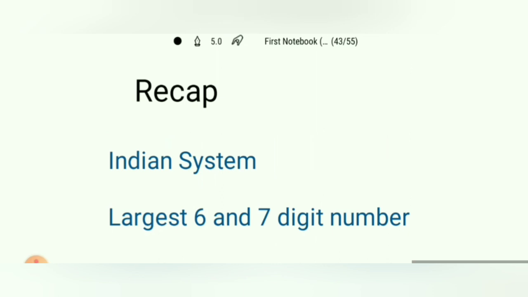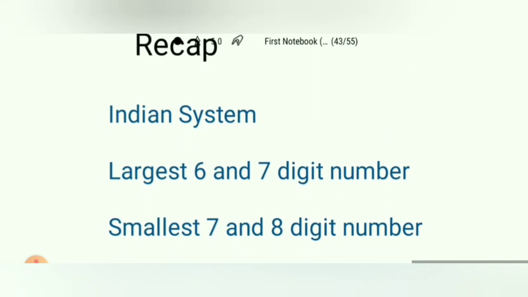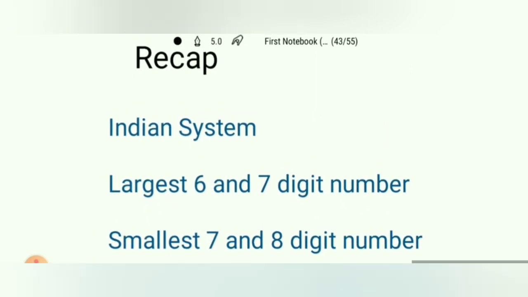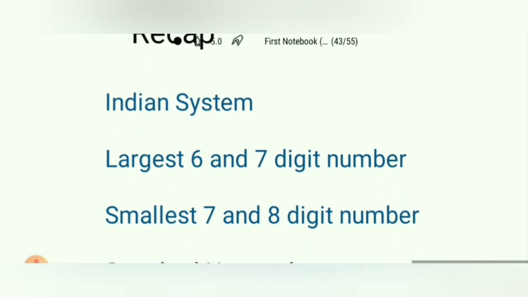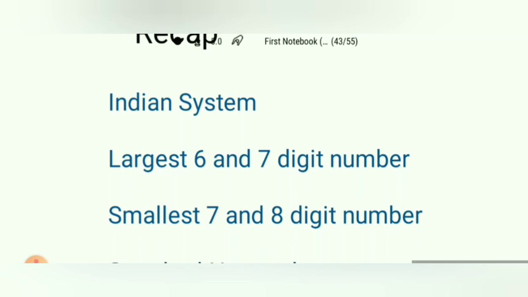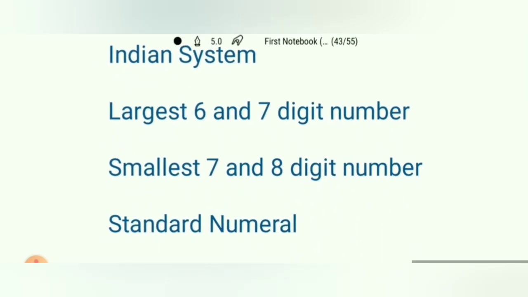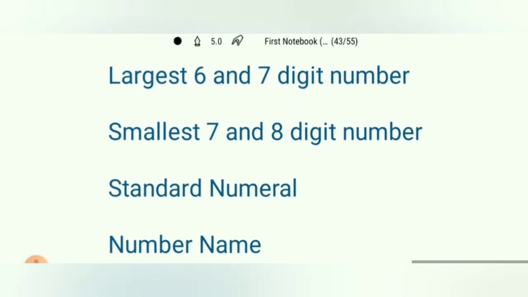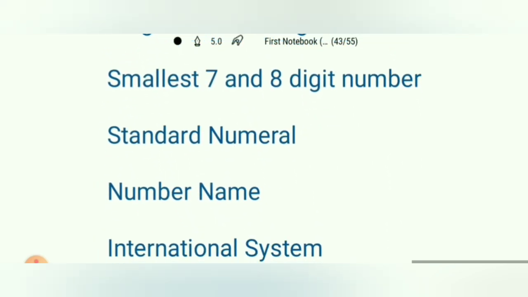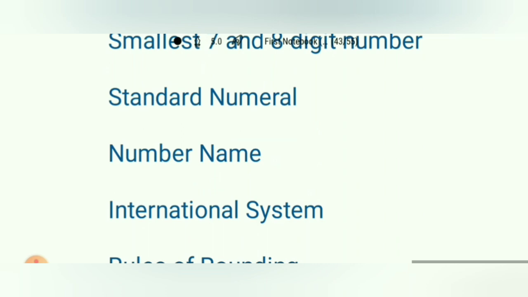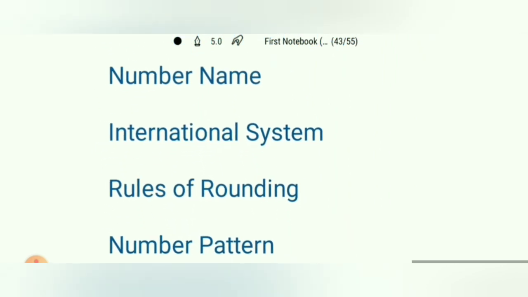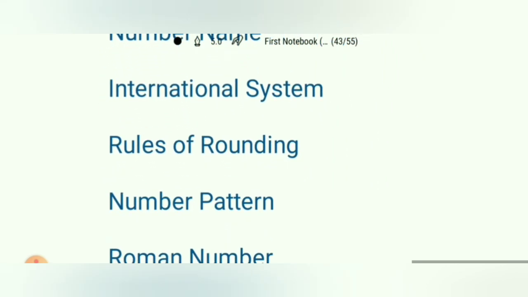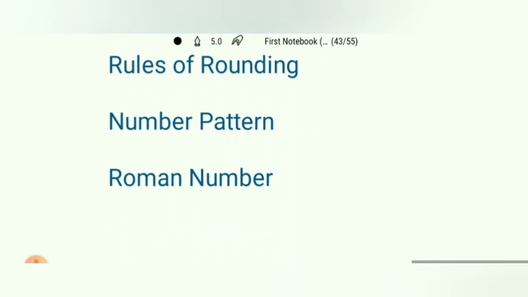In this chapter, let's see the recap. We have learned the Indian system, largest 6 and 7 digit number, smallest 7 and 8 digit number, standard numeral, number name, international system, rules of rounding, number pattern, Roman number.